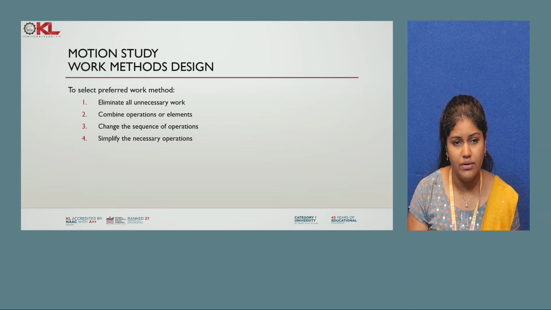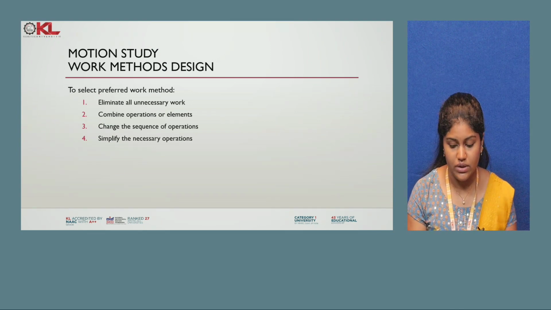I hope you remember the critical path or the network diagram I taught in the last class. In that network diagram or critical path, if any changes are required, we can make them. When we combine some operations together, for example B and C at a time, the network diagram will change, and moreover the critical path will change if we change the sequence of operations and simplify the necessary operations. This is what we need to do.